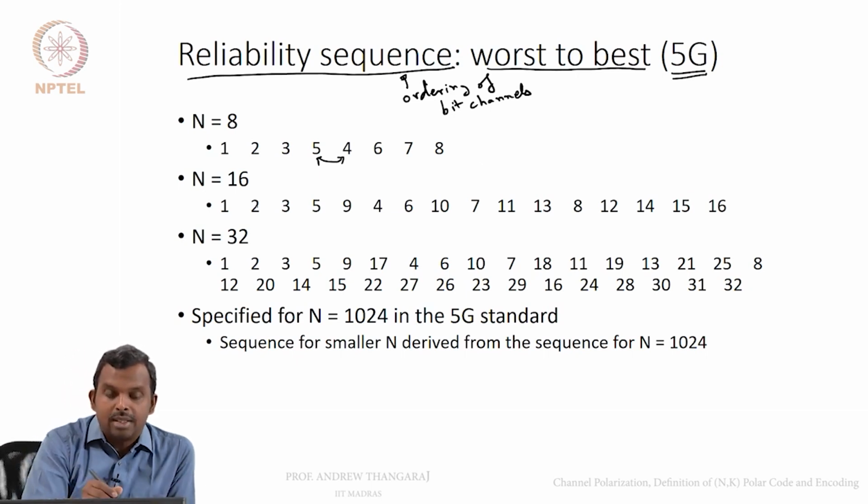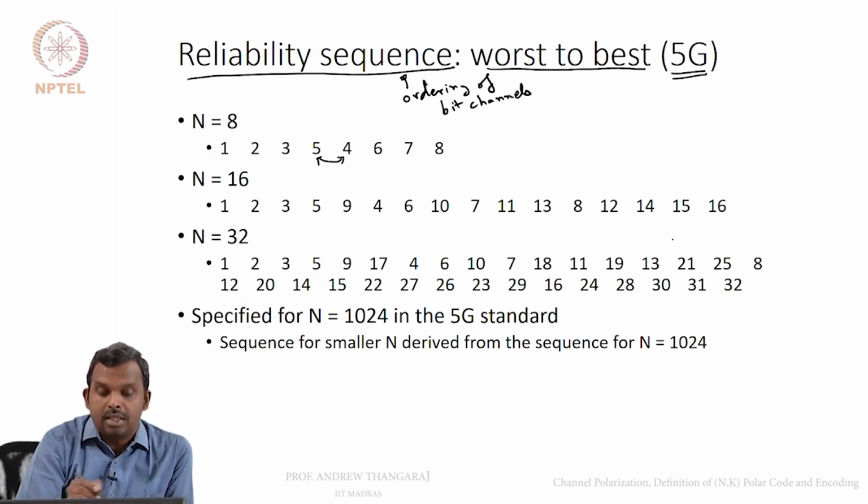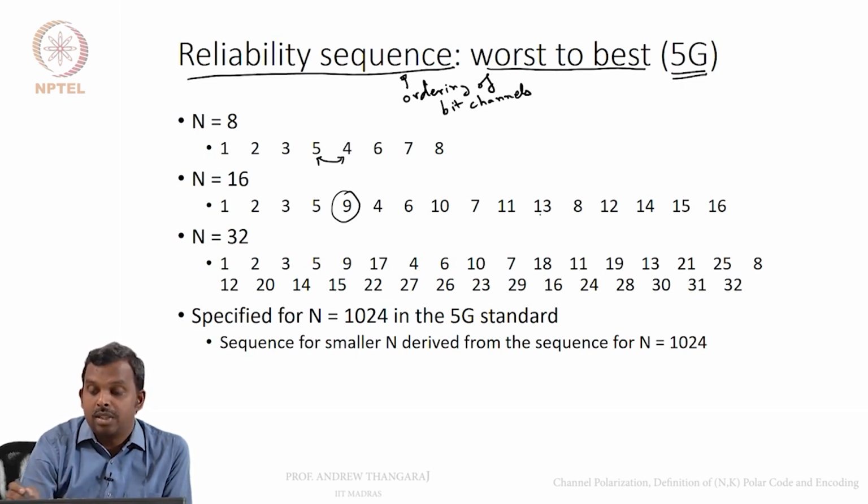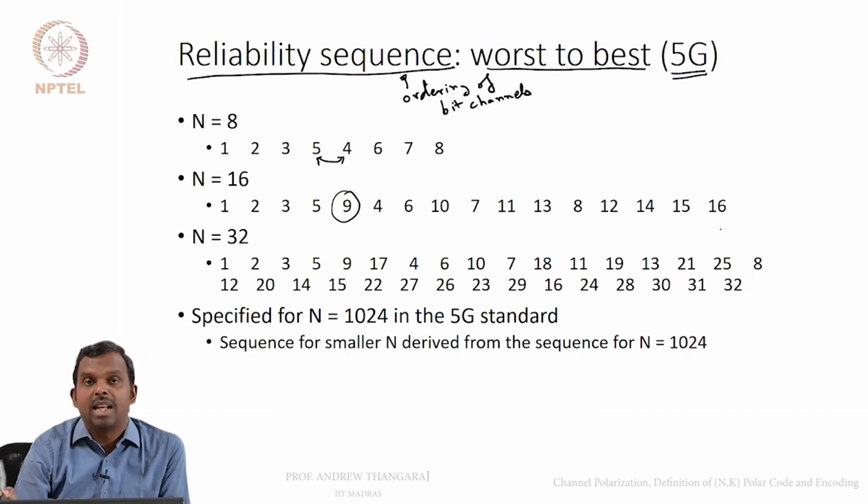Okay. So, here is the reliability sequence for n equals 16. You see this 1, 2, 3, 5 comes again, and then suddenly 9 comes. 9 becomes a bad channel, then you have 4, 6, 10. This is the sequence. So, for instance, the 14th bit channel is better than the 12th bit channel. The 8th bit channel is worse than the 12th bit channel, like that. That is how you read it. This is the sequence in which the quality of the channels is ordered. There are 16 bit channels, they are ordered like this.